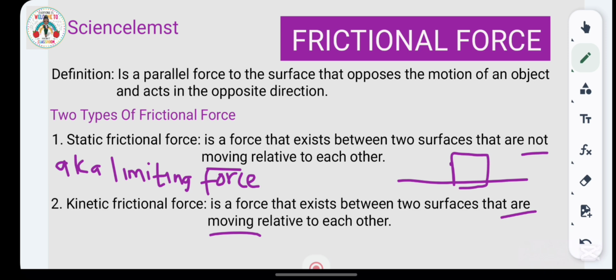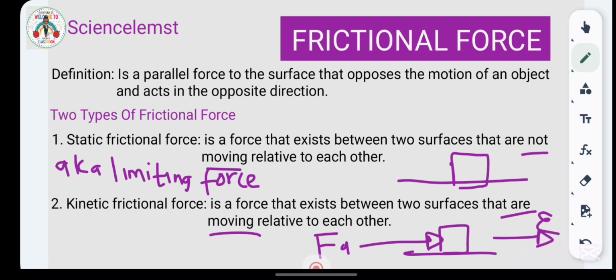Okay, so it simply means what? Here's the surface, there's an object on a surface. A force is applied on the object, and this object does what? It moves to the east. That simply means what? There is kinetic frictional force and it's opposing the motion of the object. So kinetic frictional force will be going that way, and we are going to call it Fk, because it has to oppose the motion. If the motion is going to the east, kinetic frictional force must go to the west in order to oppose the motion.